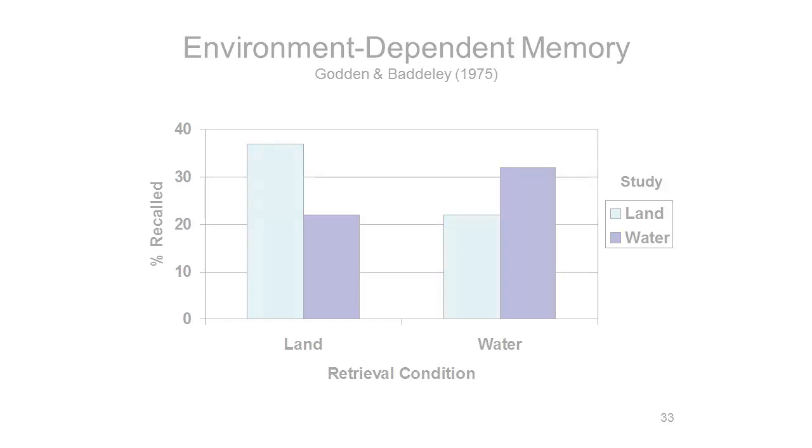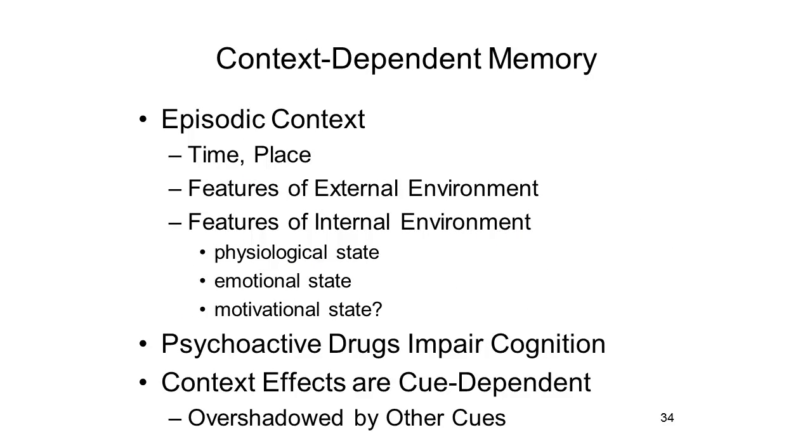Drug state dependency, emotional mood dependency, and environment context dependency are all variations on a single theme of context dependency in memory. Memory varies across internal contexts such as physiological state and emotional state, as well as across external contexts such as environmental setting. In each case, memory is best when the context present at the time of retrieval matches the context that was present at the time of encoding.